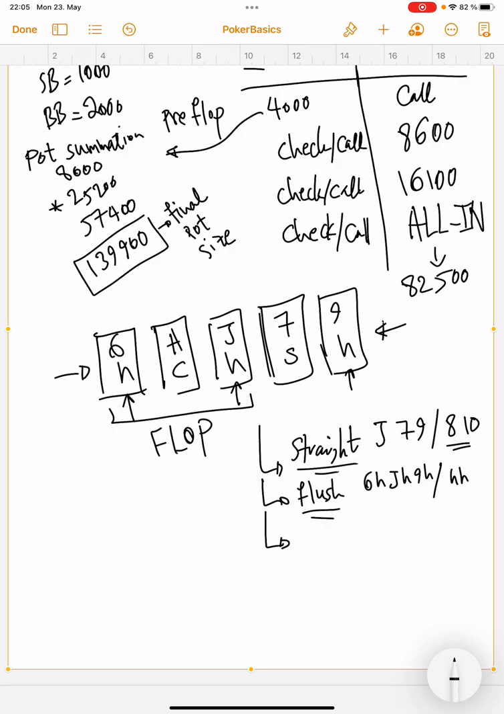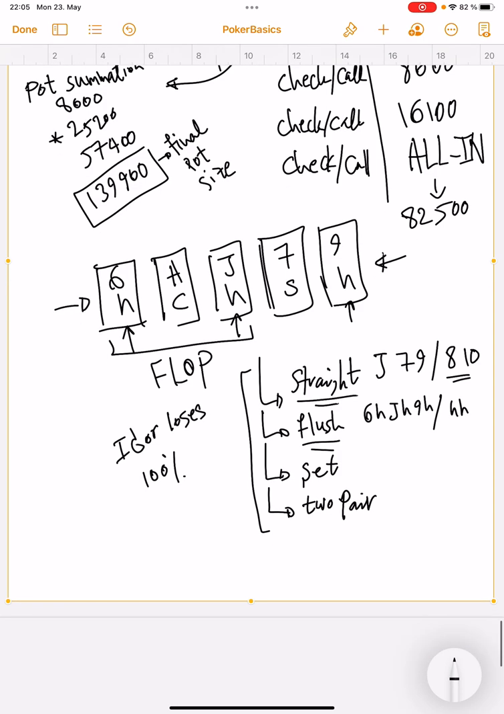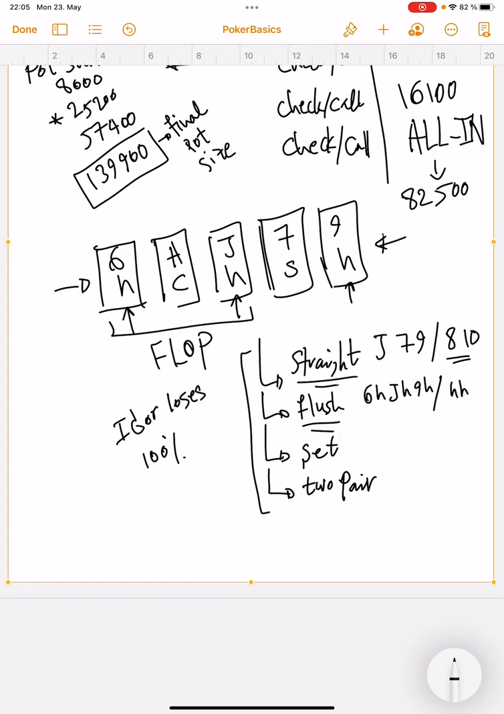And of course, there can also be possibilities of two pair. So these are the hands that Igor loses to 100%. He doesn't know what his opponent basically has, but the board has the possibility of a straight, the board has the possibility of a flush, the board has the possibility of a set, of two pair, and everything is possible here.